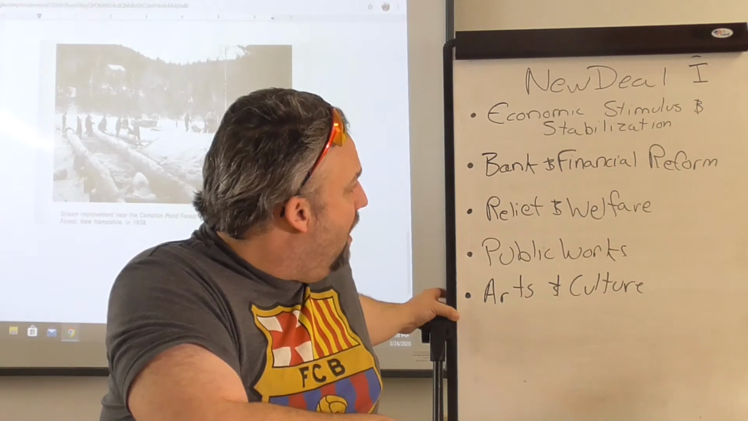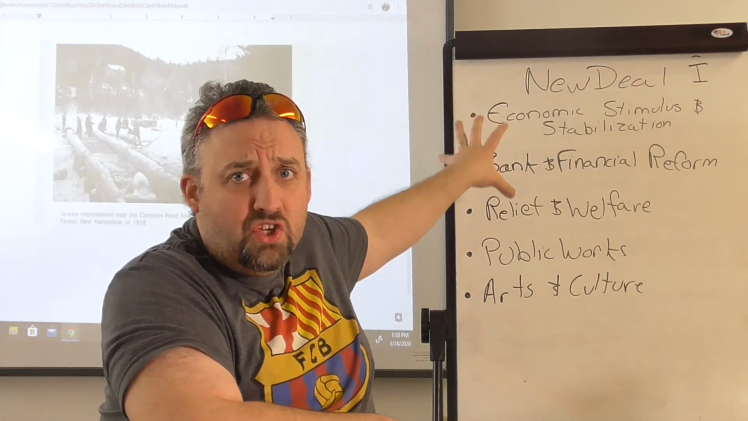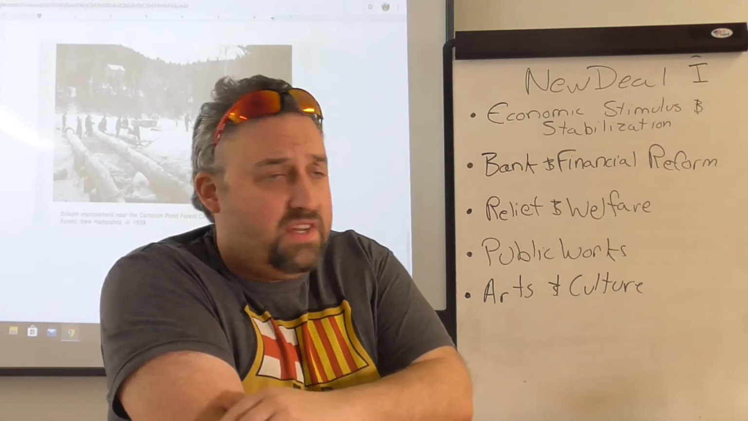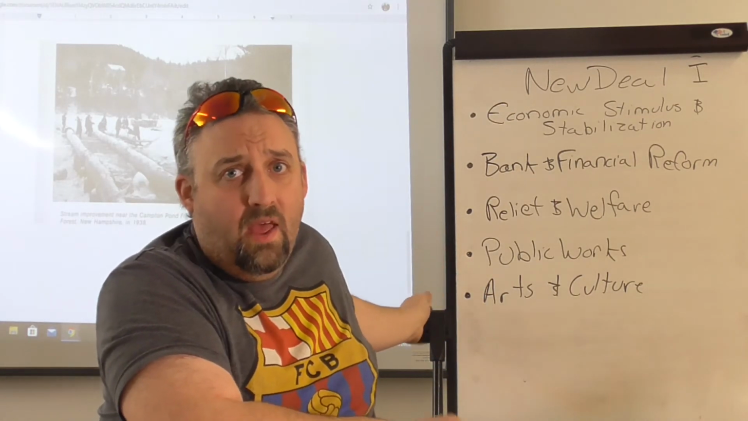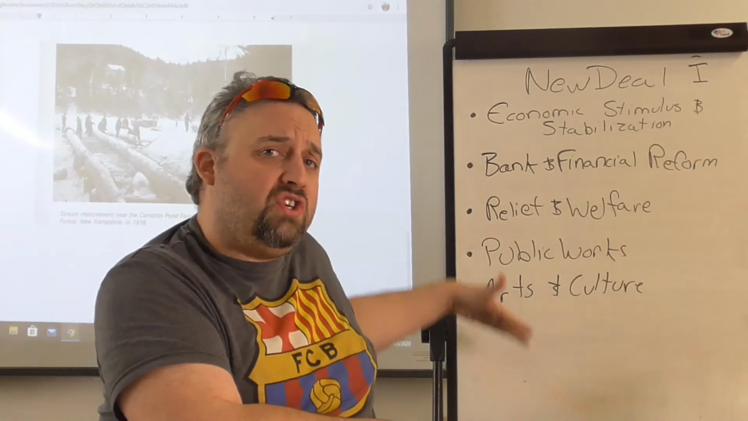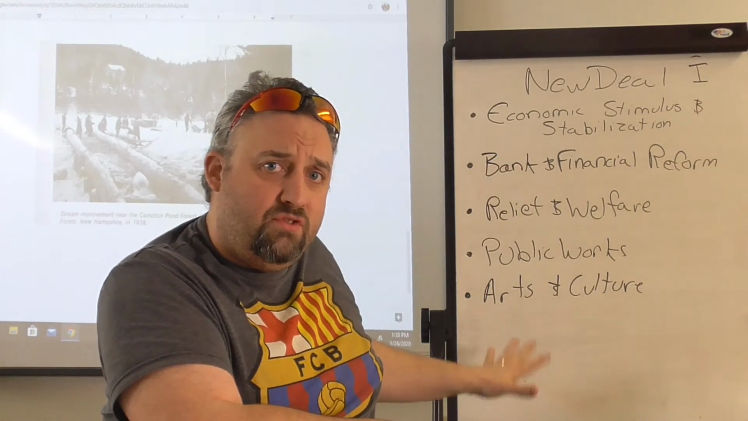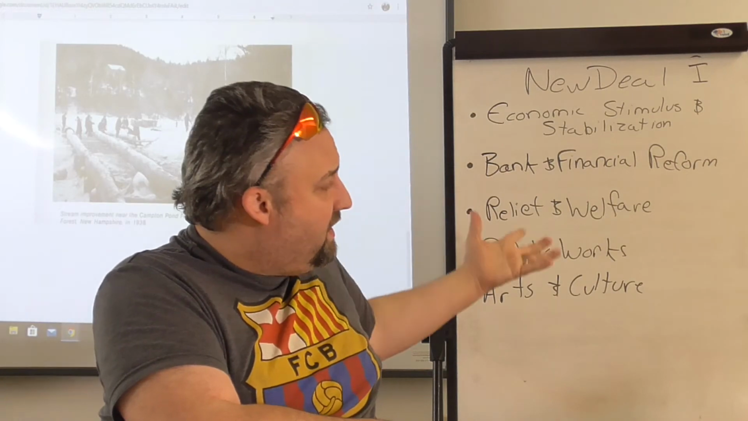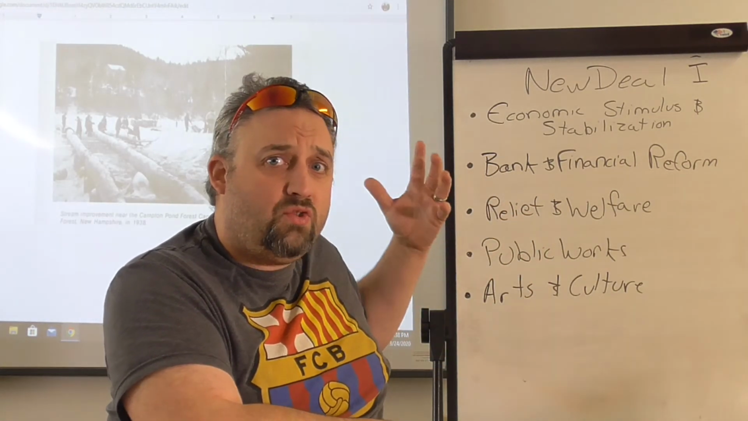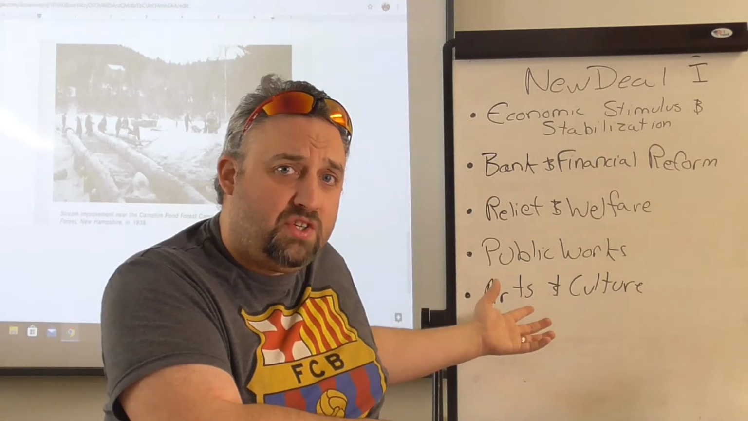All right, so these are just, again, some of the structures that we're going to talk about. Each one of these has half a dozen, two dozen programs within it. The alphabet soup, and I'm going to get into the alphabet soup in the next video, but this is just, again, giving you sort of the broad strokes. What these are is ways to try and prevent the economy from getting worse, try and get people back to work in one way, shape, or form.